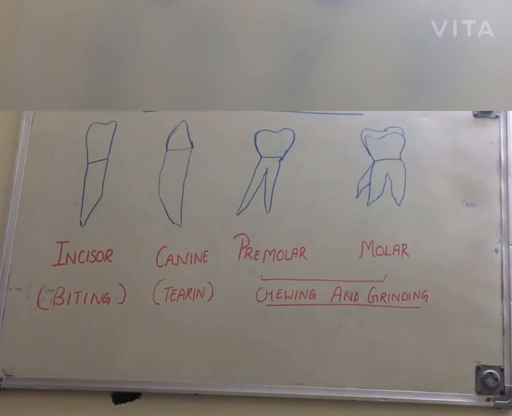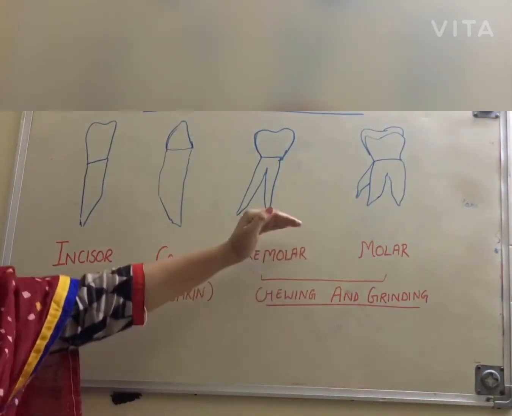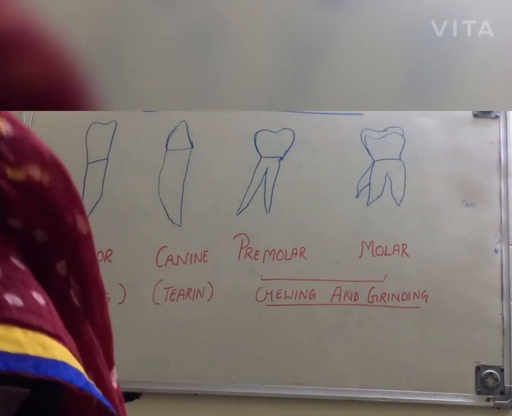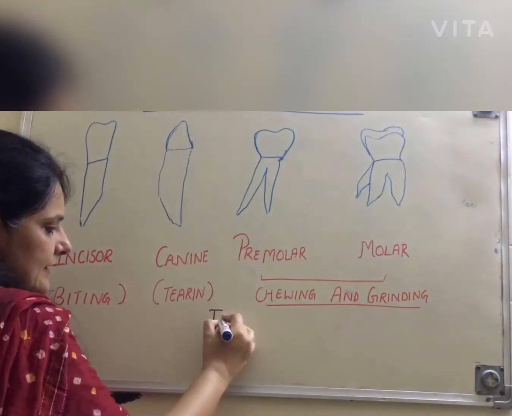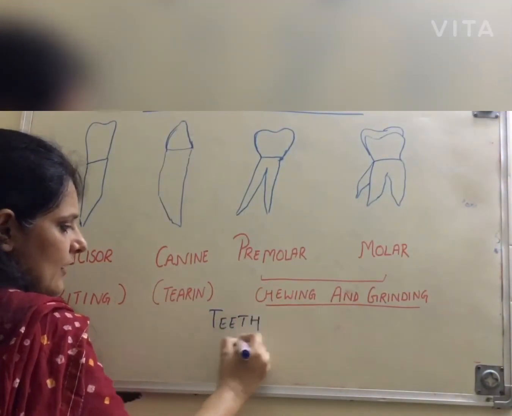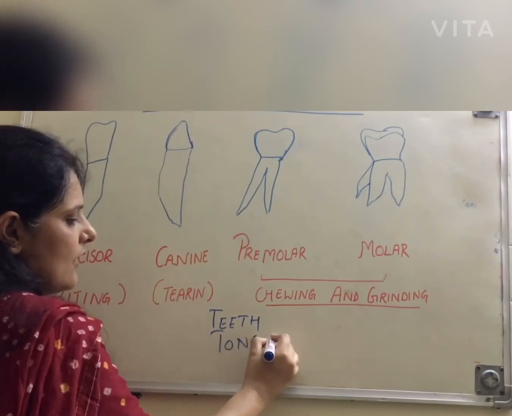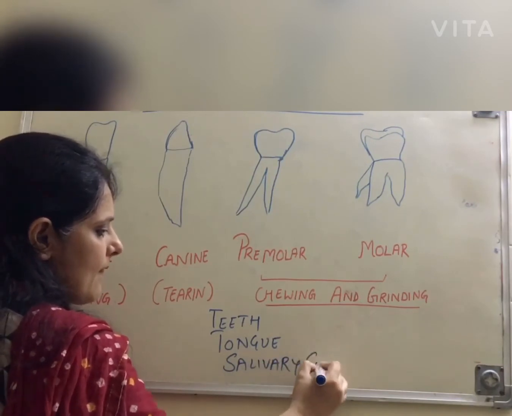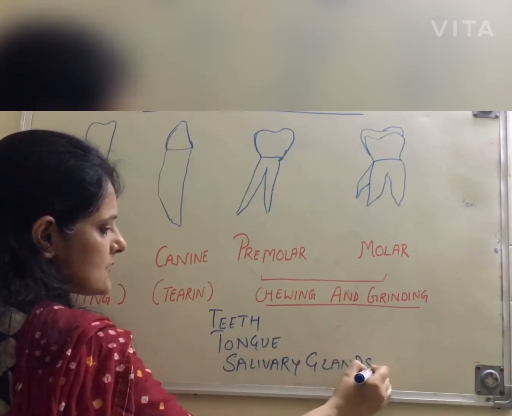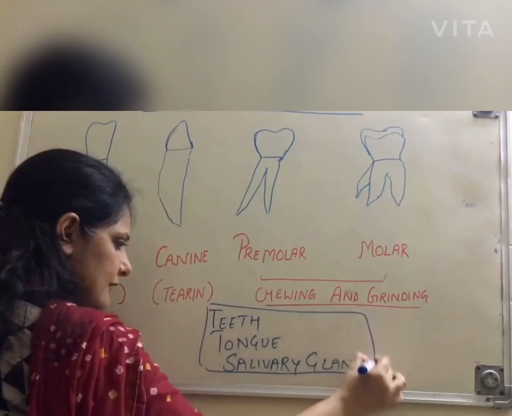The mouth has upper and lower lips which help in sucking of liquid and closing or opening of the mouth. So when we talk about the mouth, what is the main thing present in the mouth? It is the teeth. Teeth is the main structure present in the mouth. So in the mouth we have teeth, tongue, and salivary glands. These are the main parts of the mouth and buccal cavity.